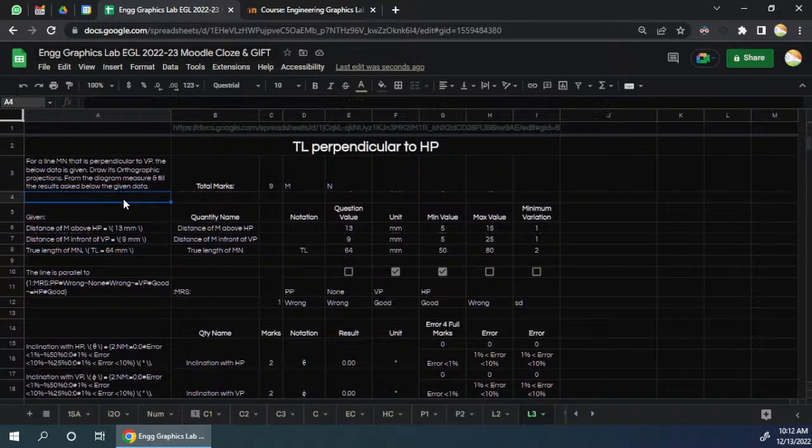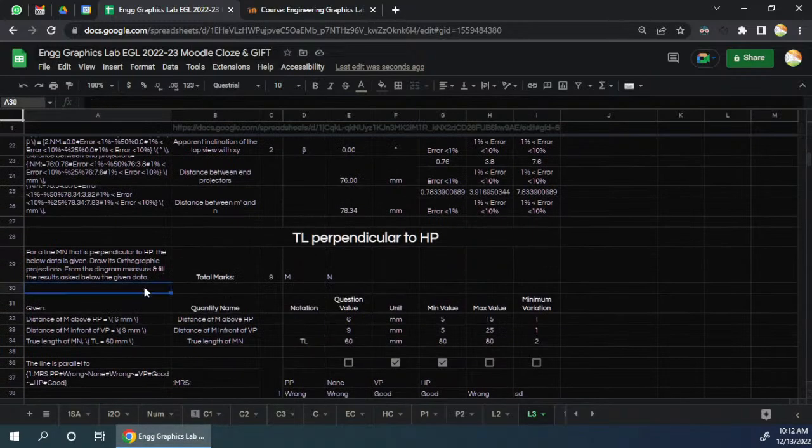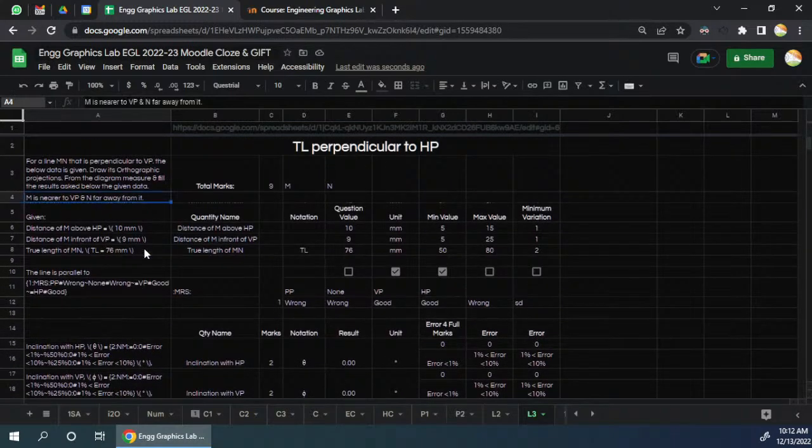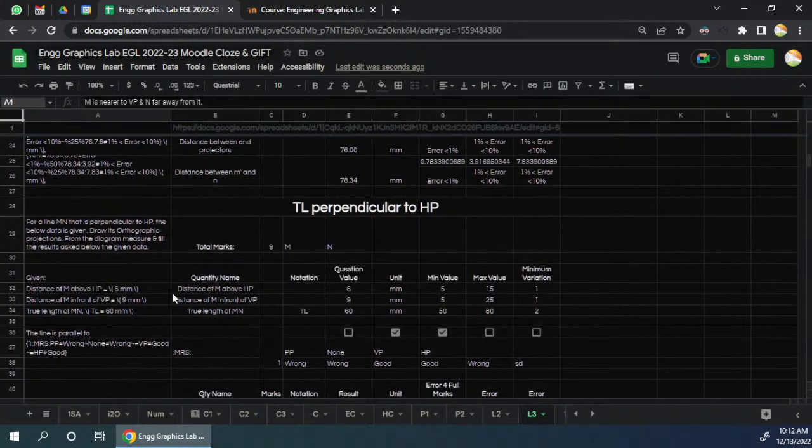We might need to add another sentence over here: M is near VP and N is far away from it. I guess a similar sentence needs to be added over here as well, and it is perpendicular to HP, yes.